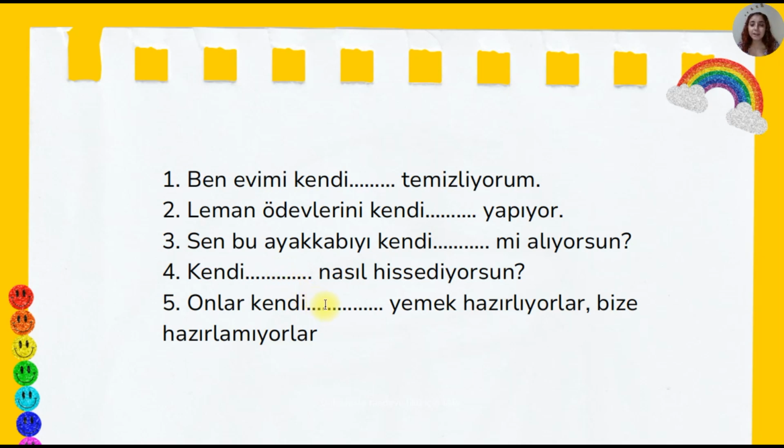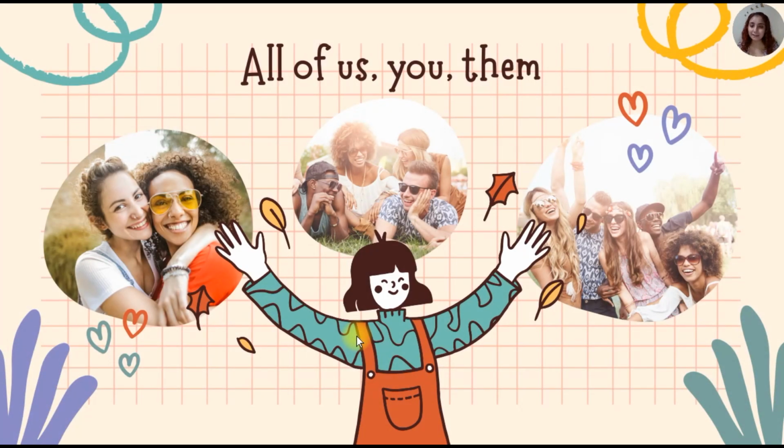Onlar kendilerine yemek hazırlıyorlar. Bize hazırlamıyorlar. They're making food for themselves. They're not preparing, making food for us. Bize hazırlamıyorlar. It's supposed to be kendilerine. And helping letter here. Kendilerine yemek hazırlıyorlar. Okay. Very good. How do you feel? I wonder. And now, kendi is okay. And I told all the things that I want to say about kendi.